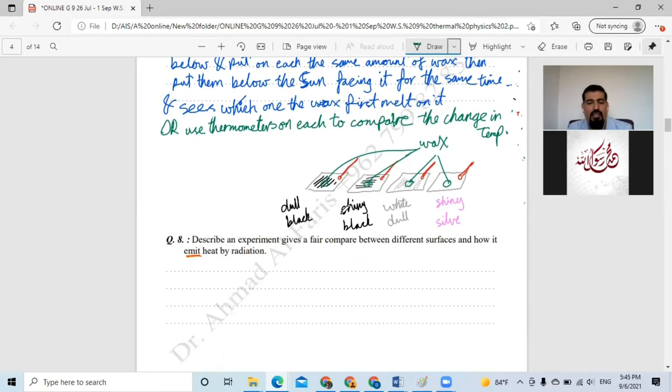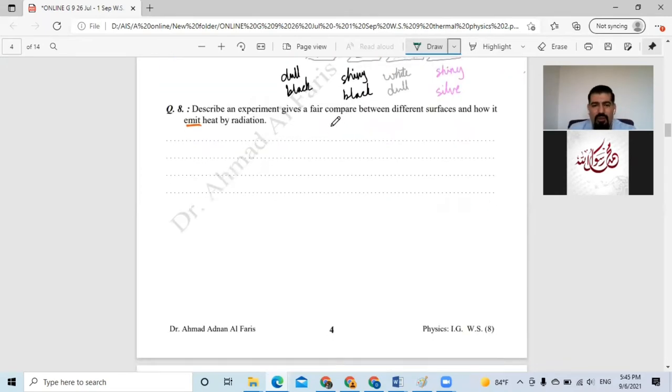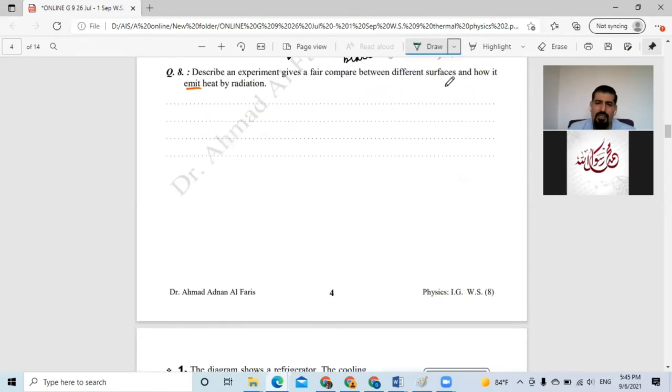Okay. But now how can we do a fair comparison between different surfaces to see which one emits more heat? When you put your hand close to your face, you detect the heat on your hand. We have a device called an infrared detector. You can see it in your camera, in your phones.